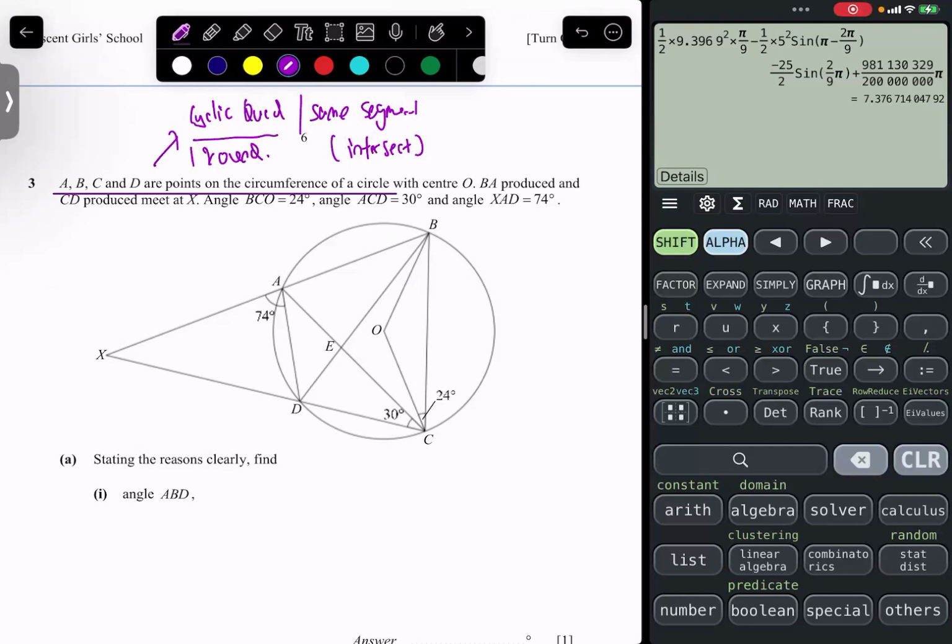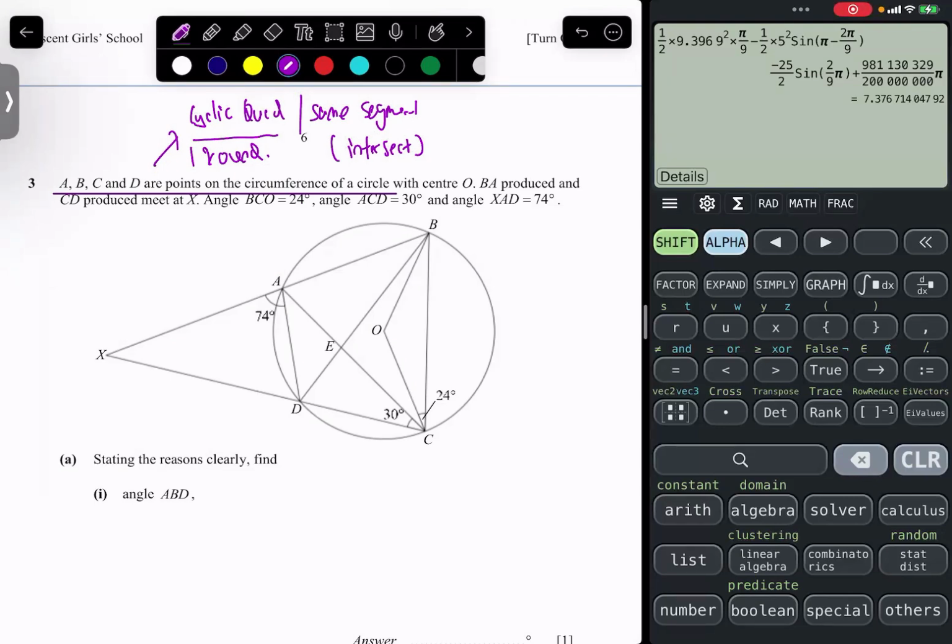BA produced and CD produced meet at X. Nothing much. Then they give us all the angles that we can see. Angle BCO is 24, angle ACD is 30, angle XAD equals 74. Find angle ABD. So let's analyze the question a little bit.